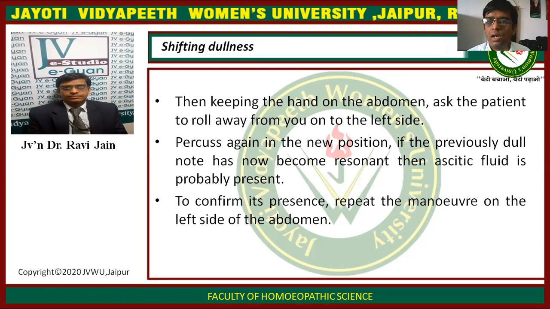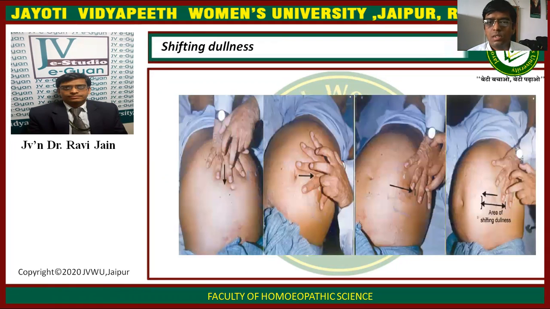Then, keeping the hand on the abdomen, ask the patient to roll away from you onto the left side. Percuss again in the new position. If the previously dull note has now become resonant, then ascitic fluid is probably present. To confirm its presence, repeat the maneuver on the left side of the abdomen. This is how shifting dullness is elicited. You can see the area of shifting dullness with the movement of the patient.